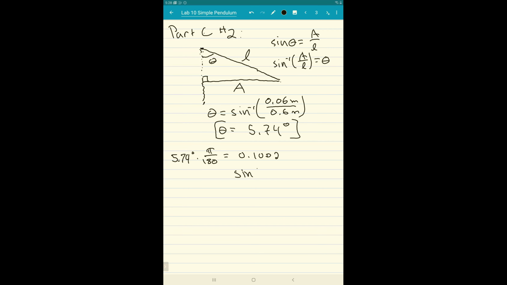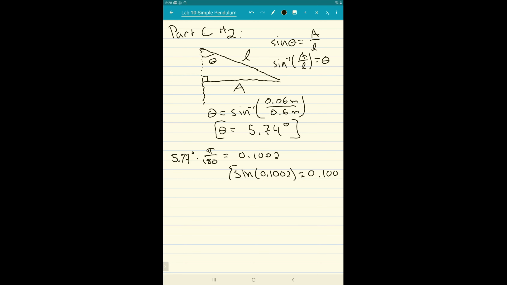Okay, and guess what? What's sine of 0.1002? We'll plug that in right now. Oh, I'm in degree mode still. Okay, let's think. Sine of 0.1002 is 0.100. Okay, so it's basically the same as theta itself, right? It's approximately the same. That's just an example of the small angle approximation here.